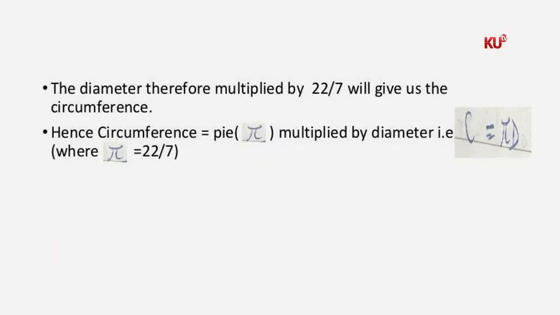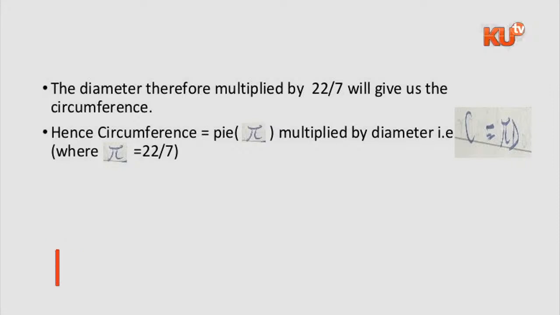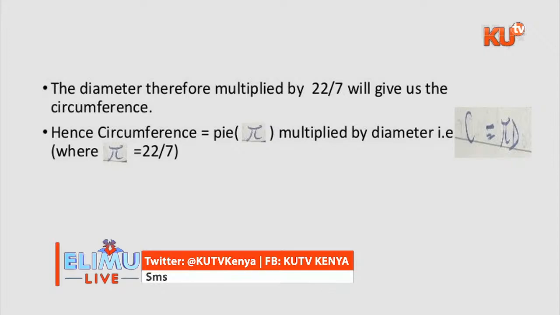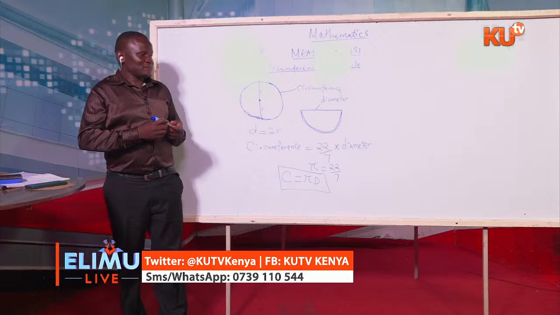Someone will ask me, why are you using 22/7? 22/7 is a mathematical constant. That is, it is the ratio of the circumference of a circle to the diameter. So that is where our 22/7, which is denoted by pi, originated from. Now, let's move to our example. We are going to look at one of the examples.